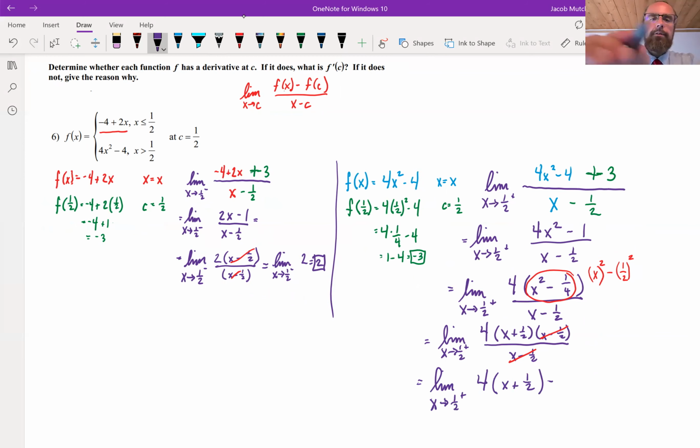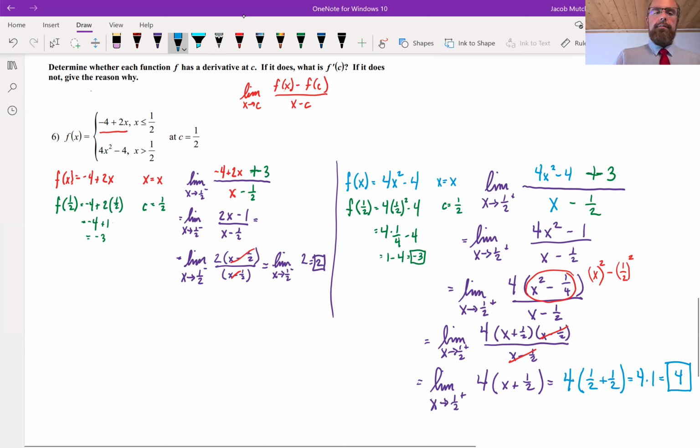So now I'm going to direct substitute. We'll change the color to say this is a transition to that direct substitution. So it's 4, instead of x, I'll write half plus half. And that's going to be half plus half is 1, so that's 4 times 1, which is 4. So now we have a chance to compare our left-hand limit of the average rate of change with the right-hand limit of the average rate of change.